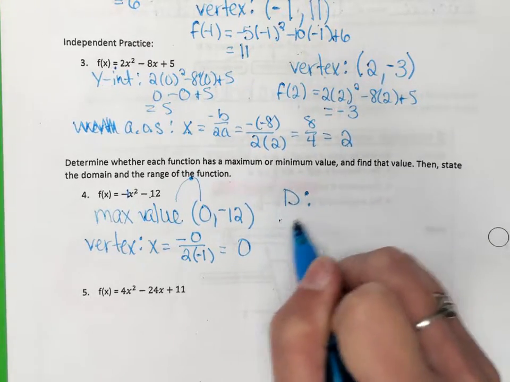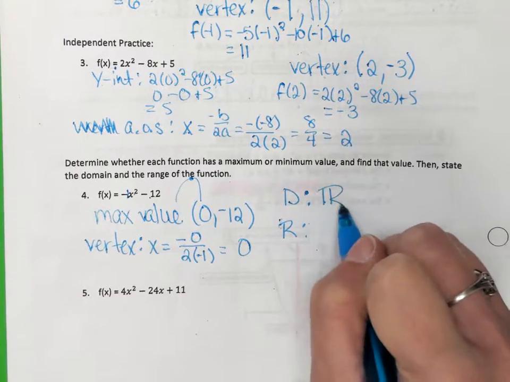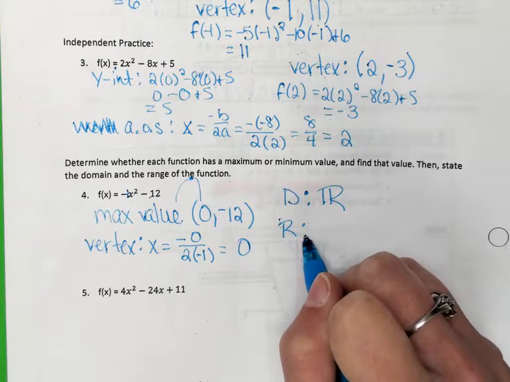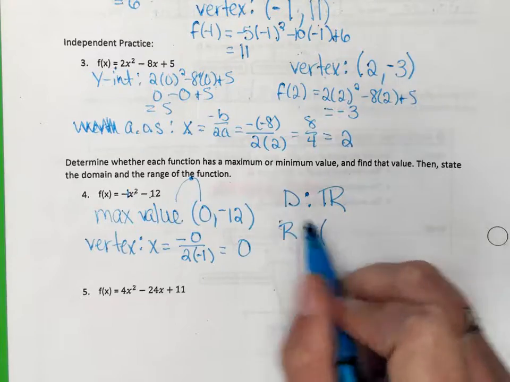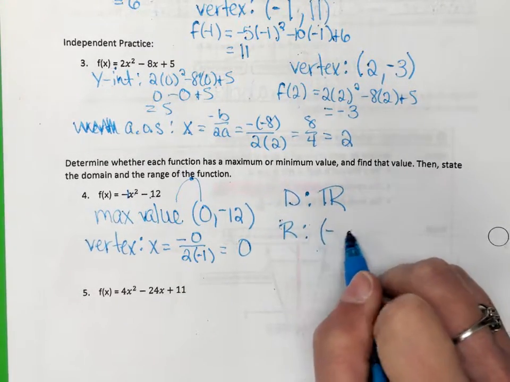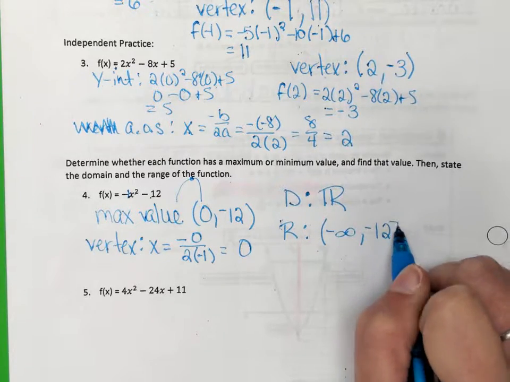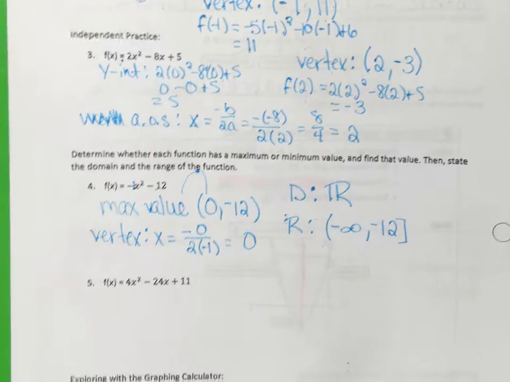And what's my domain for every parabola? All real numbers, or negative infinity, positive infinity. And what's my range, people? Starting from where? The bottom. Look at the picture, people. It's upside down. So it's negative infinity. Then it goes to -12. Y'all okay? That was so difficult, wasn't it?